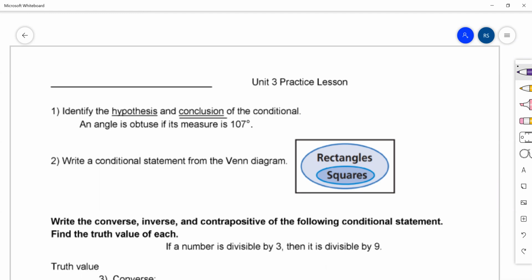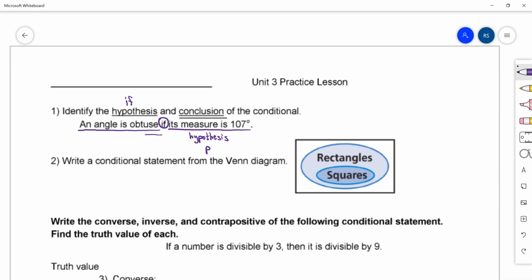So, first, we have to identify the hypothesis and the conclusion of this conditional statement. Remember, for the hypothesis, you want to look for the word if. Circle it, everything after it, unless you hit the word then, is your hypothesis. Or we also use the letter P for that. The other part is your conclusion.